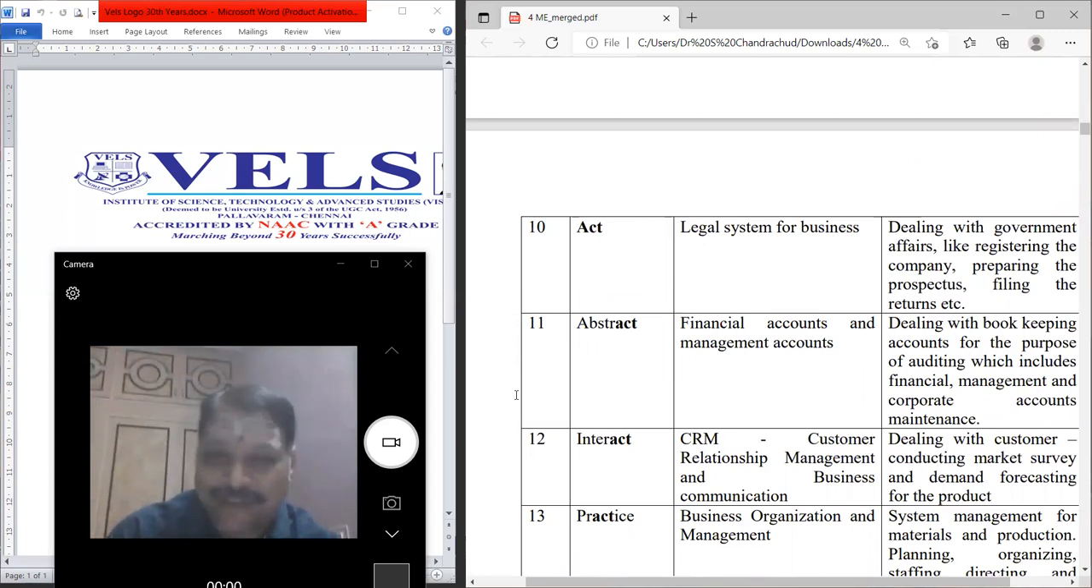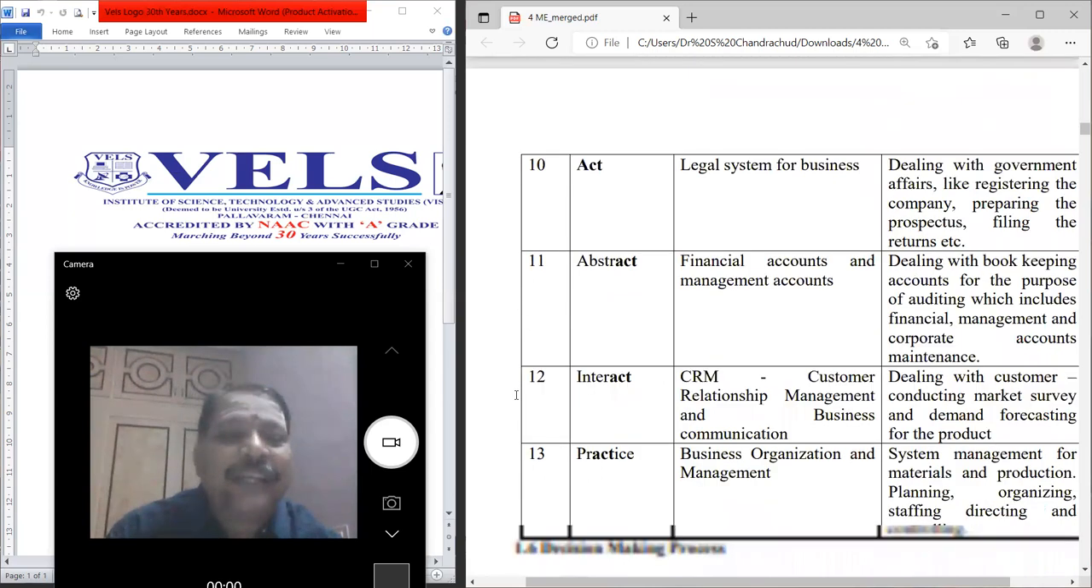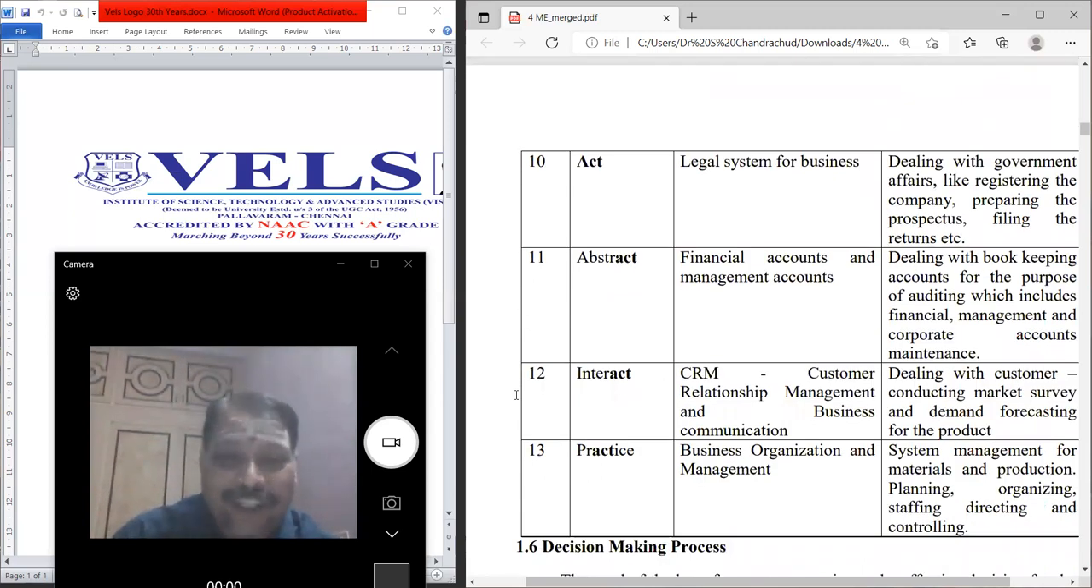So it will be one of the subjects in your curriculum. Dealing with bookkeeping and accounts for the purpose of auditing, which includes financial management and corporate accounts maintenance, all these things. Interact, of course, is another subject called CRM, customer relationship management, and business communication. So when you study this particular subject, you can interact better. Dealing with a customer, conducting a market survey, or how to conduct a demand forecasting survey, both for an existing product or a new product.